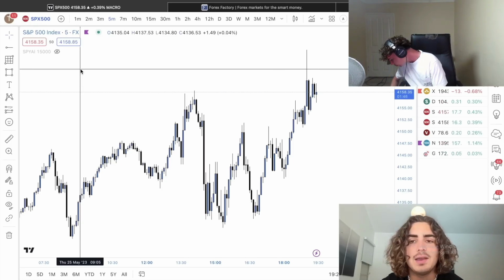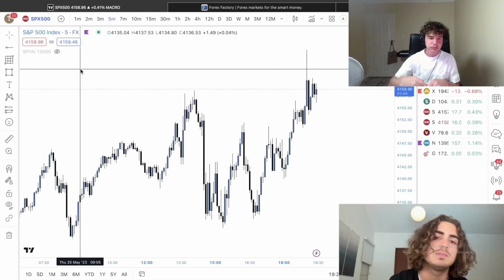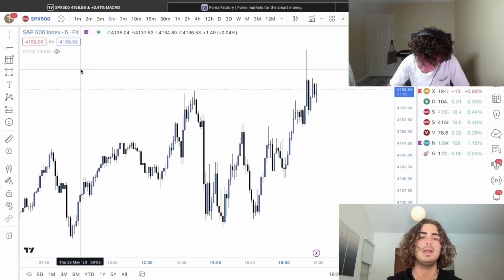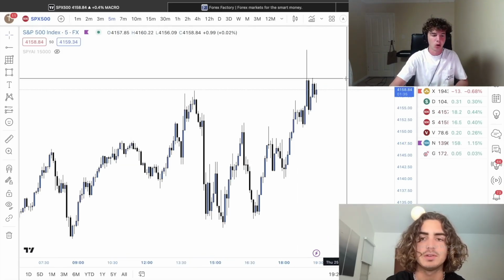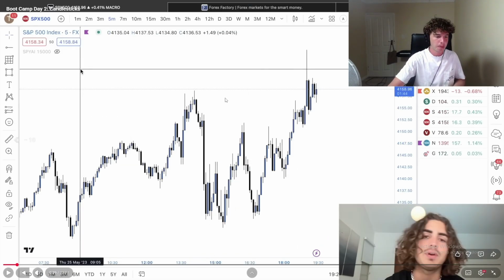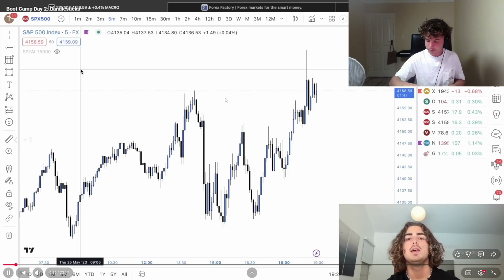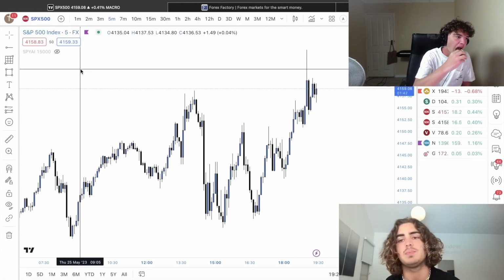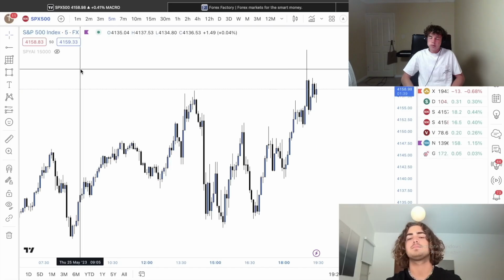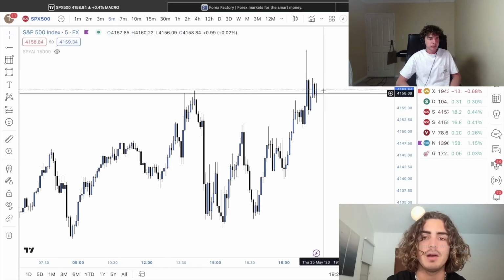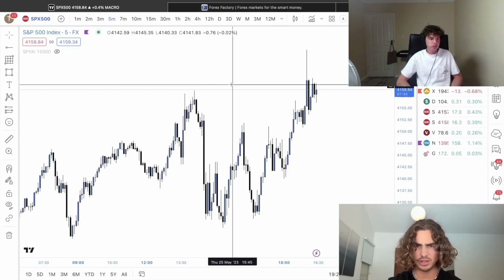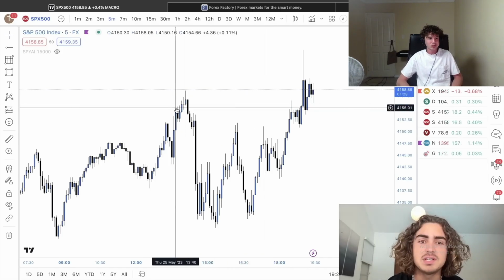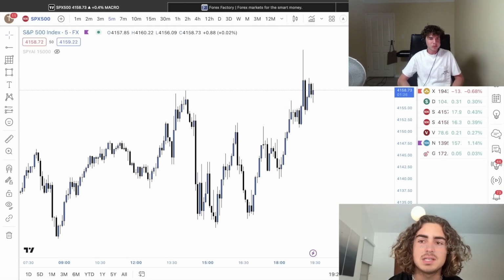So today we are going to be talking about candlesticks and price movement and understanding price movement within candlesticks. Okay, so we're on the S&P 500 right now, and pretty much every single chart you're going to have is going to have candlesticks like this, right?